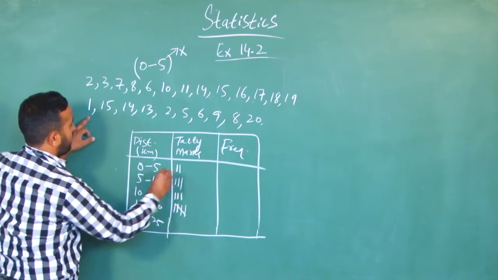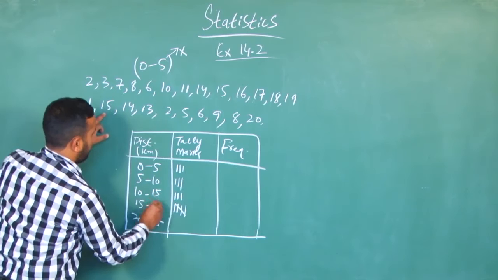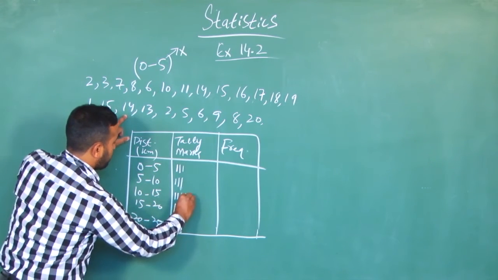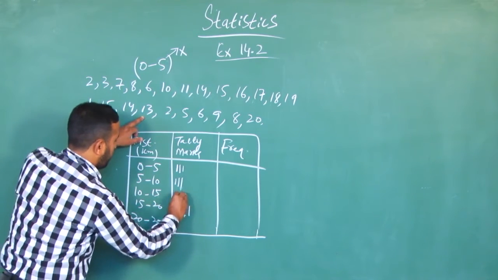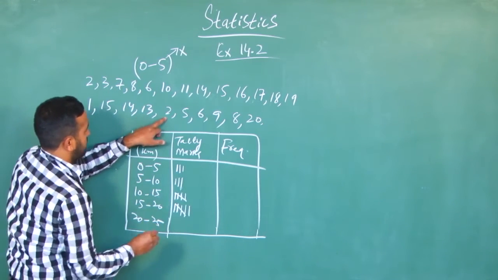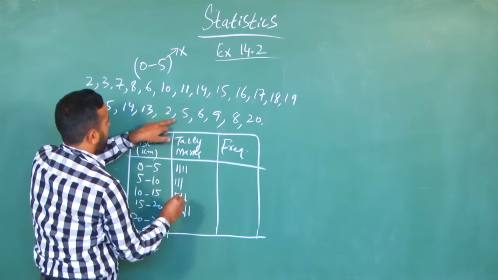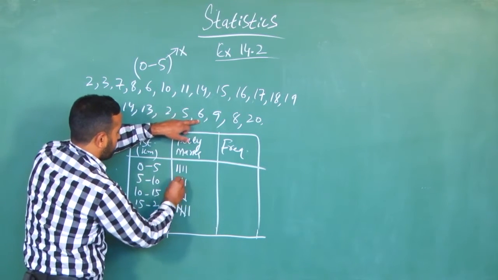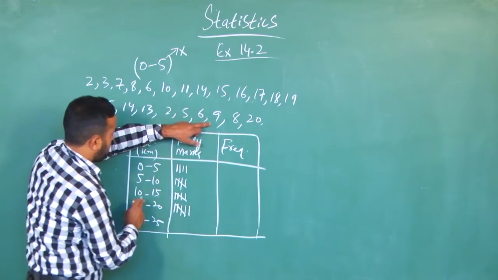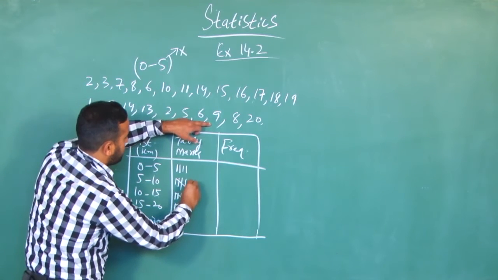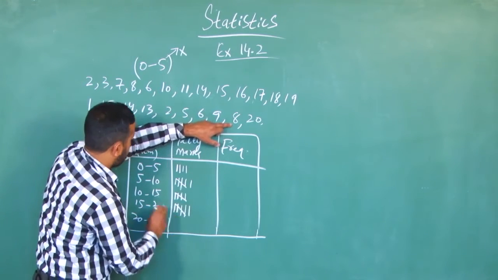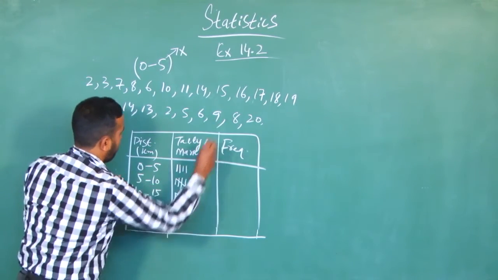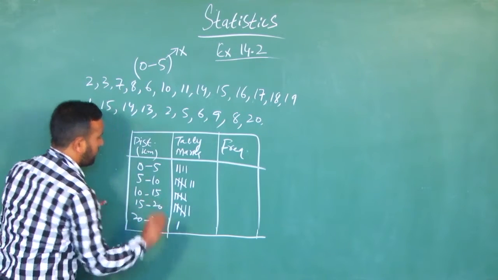Now 1 will be here. 15 again will be here. 14 is 10 to 15, in this group. 13 again here, we cross the tally marks like this. 2, so it is 0 to 5. 5 will be included here itself. 6 is 5 to 10, so we cross it like this. 9 will be included in the group 5 to 10, 1 tally mark. 8 will be included in the group 5 to 10, here 1. And then the last one, 20. 20 will be included here.